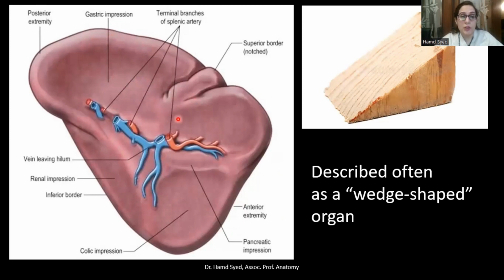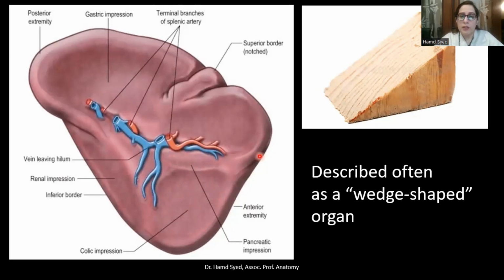We can see the gastric impression, which is the large, broad, concave impression, which is present above this area, which is the hilum. Below the hilum, we have this renal impression, which is less broad and less concave. And over here anteriorly is the small flat impression, which is the colic impression. And then between the colic impression and hilum, we can see this is the pancreatic impression.